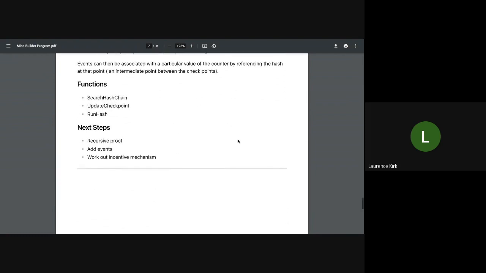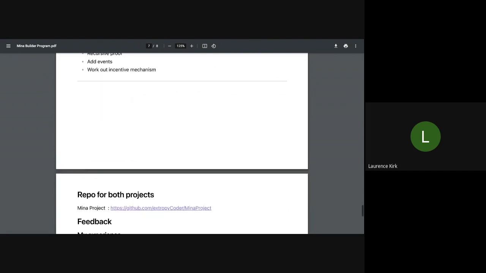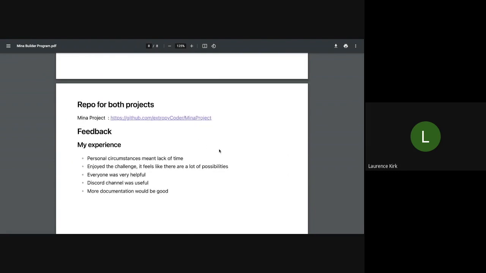I also need to work out some kind of incentive mechanism for this, because it's not perhaps obvious why people would want to take part in running this continuously to provide this background issue of time. But that's that. And then just to finish off quickly, there's a link to the repo if you're interested in that.